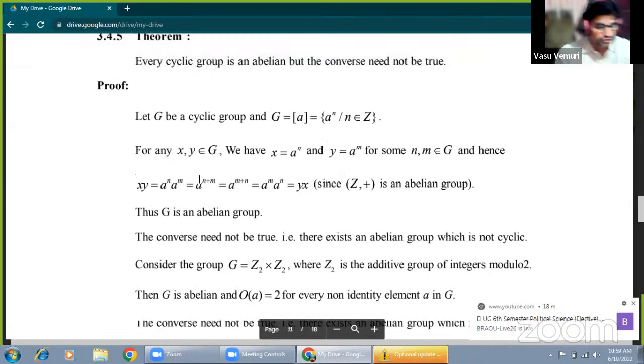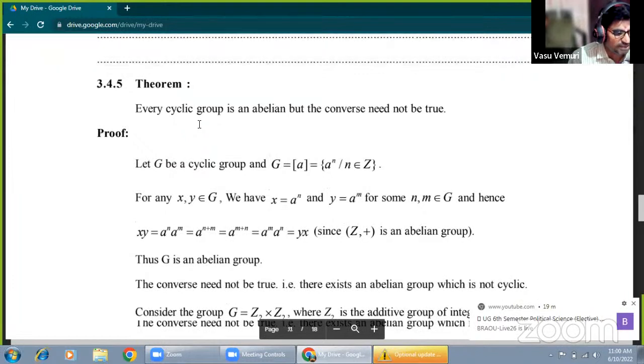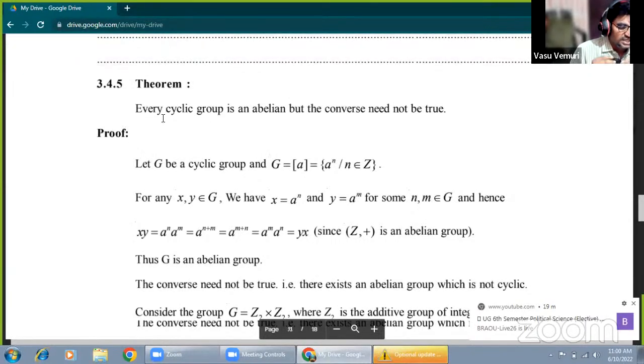Okay. Now students, listen carefully. This theorem is very important in the final examination. Please note down: prove that every cyclic group is abelian. In the examination, this type of question is given. Prove that every cyclic group is abelian, but the converse need not be true. Very, very important in examination.